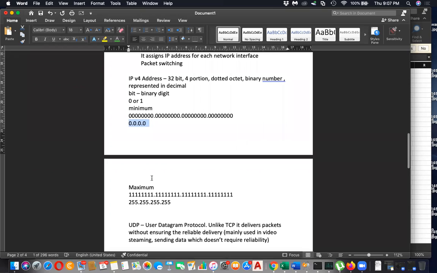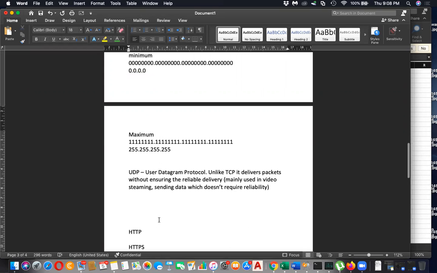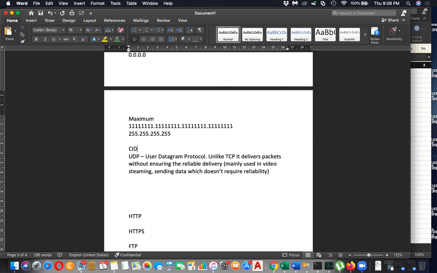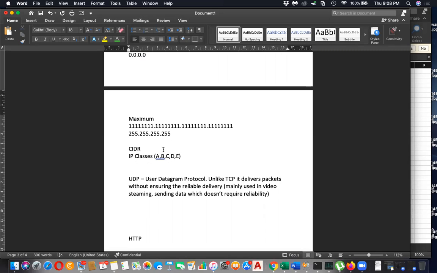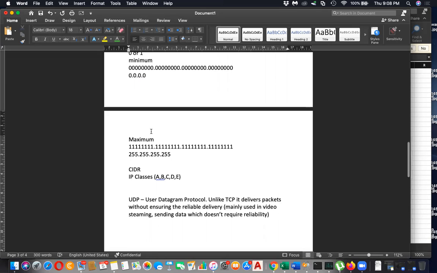And also we have something called CIDR, classless inter-domain routing, or classful. Classful means you have class A, class B, class C, class D, and class E IPs. So these are two things. I invite you to search on them: CIDR and IP classes. Let me know tomorrow what classes A, B, C, D, E are. This is for IP version 4.